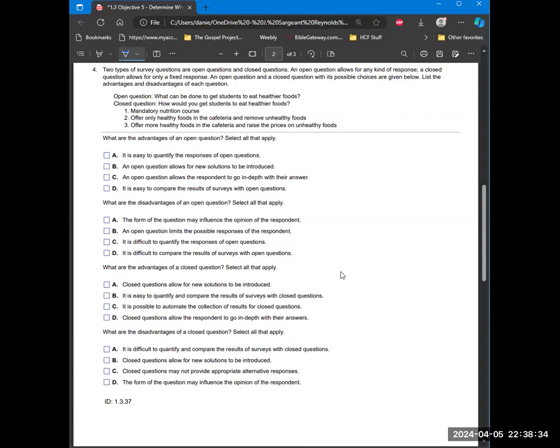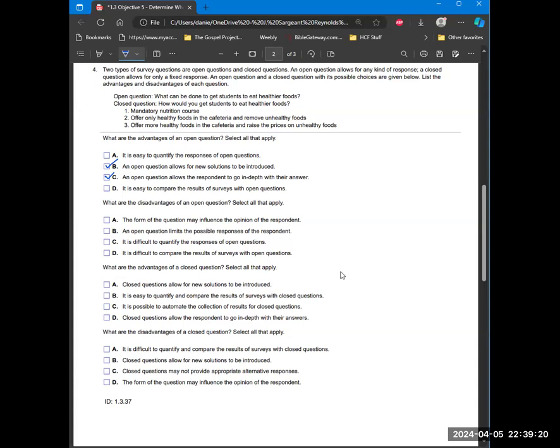So let's look at advantages of the open-ended question. An open-ended question allows for new solutions to be introduced that are not ideas that you've thought of. Also, an open-ended question allows for the responder to go in depth with their answer. It also lets them propose more than one solution, right? Even though you ask them one question in a check-only-one-box situation, you may want to do more than one of these 3 things, right?